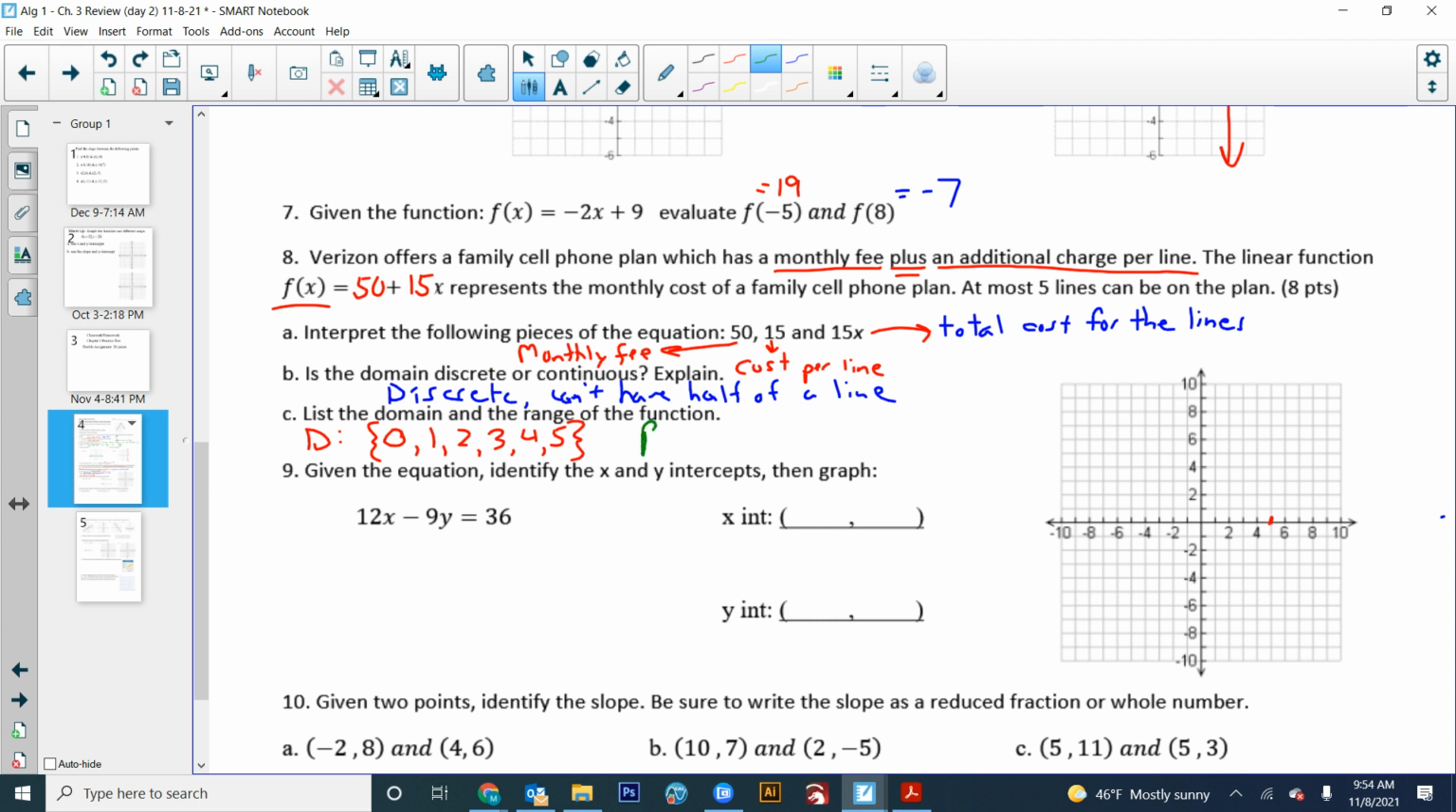Range. Now that's, again, it depends on whether we include 0. If we included 0 here, what's going to be the lowest possible cost of our plan? 50. And what's it going up by each time? So what's the next one? Then? Good. Then? 0, 1, 2, 3, 4, and then the last one?